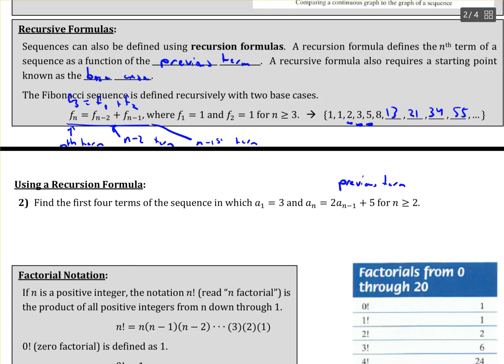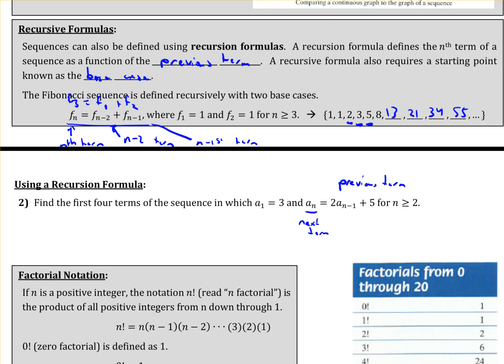All right, so it's a sub n minus 1. It's not n minus 1. It's just a sub n minus 1. So that's just saying to find the next term, take the previous term times 2 plus 5.